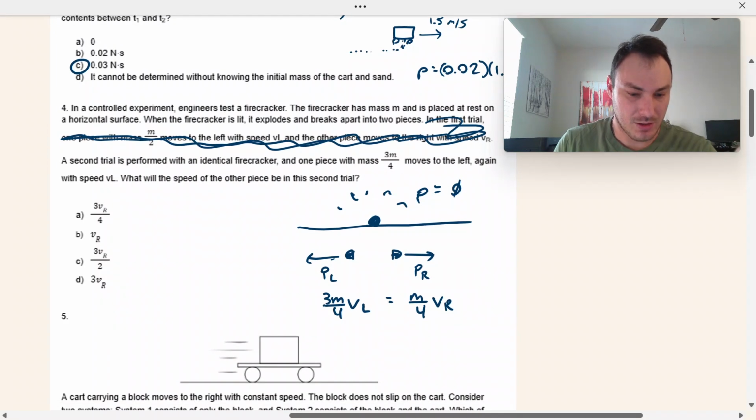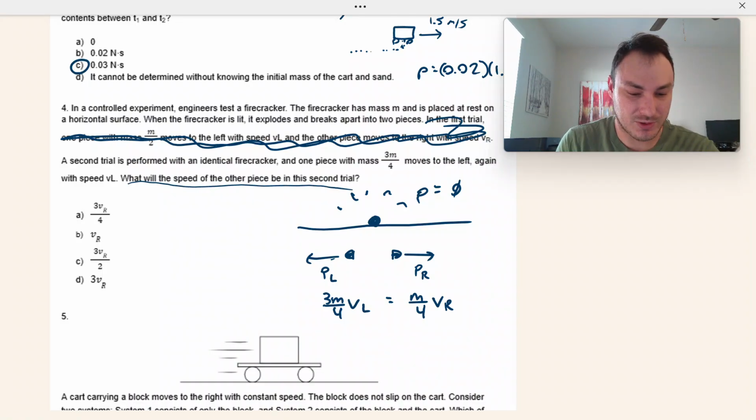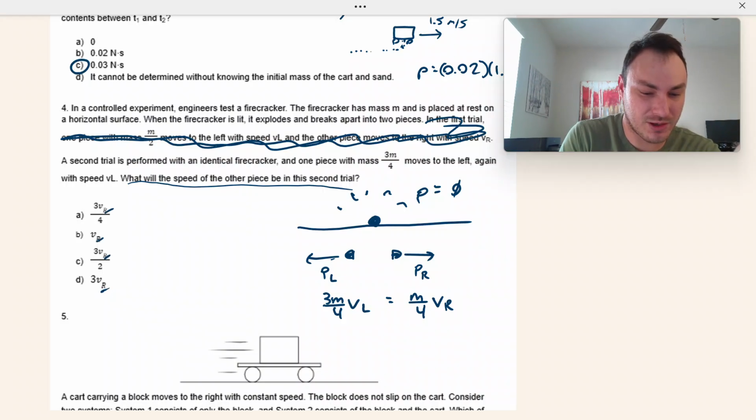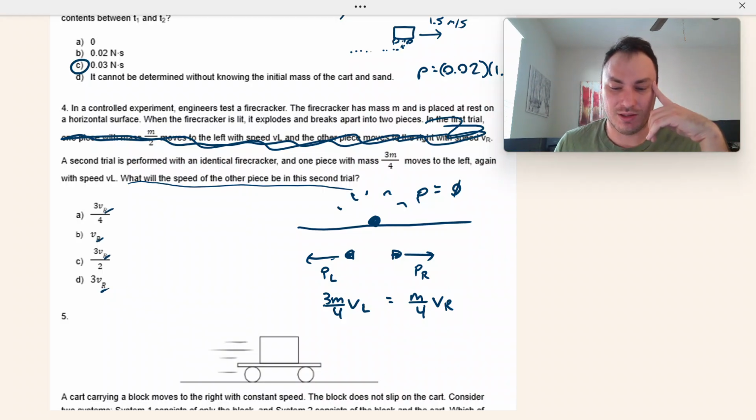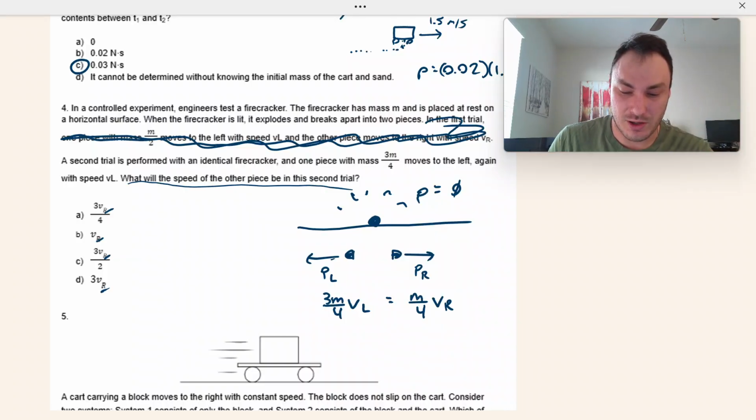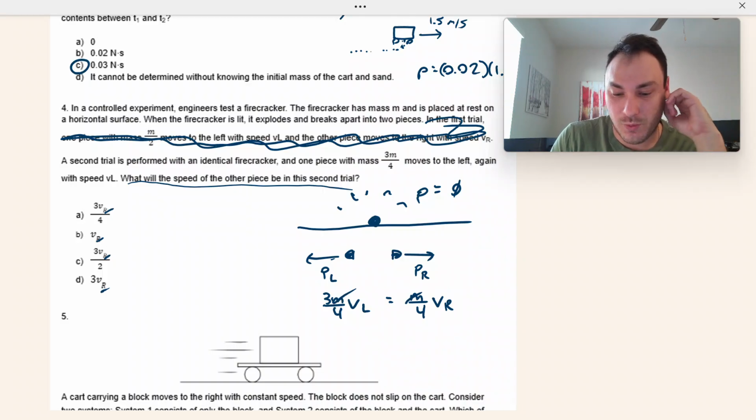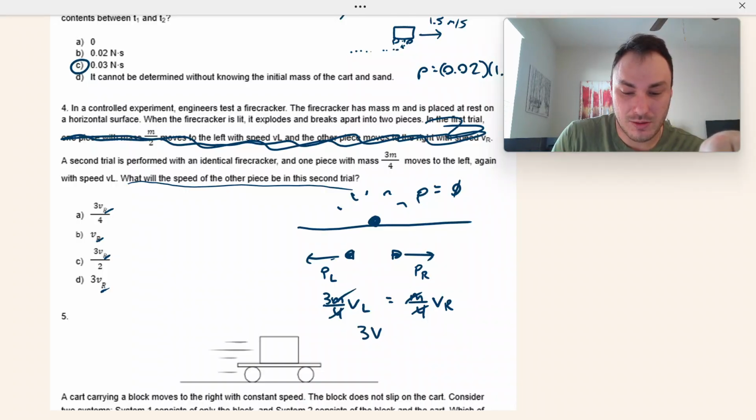Well, what will the speed of the other piece be in the second trial? I think I messed up this question because we're solving for VR, but these should all be in terms of VL. Anyway, let's solve for VR. Let's multiply both sides, but m's can cancel out. And if we multiply both sides by 4, 4's also cancel out, and we get 3VL equals VR.